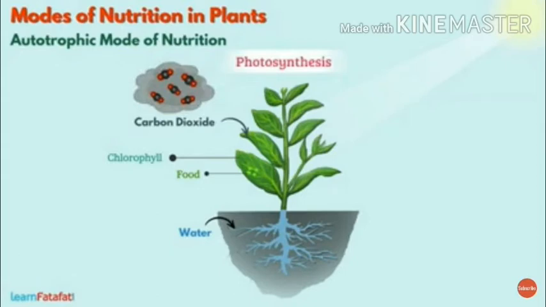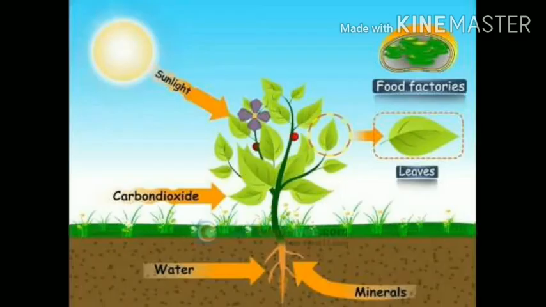In this mode of nutrition, the green plants synthesize their own food with the help of carbon dioxide, chlorophyll, and water. The plant gets carbon dioxide from the atmosphere, chlorophyll from the leaves, and water and minerals from the soil. The plant makes its food with the help of these components in the presence of sunlight, and the process is called photosynthesis.